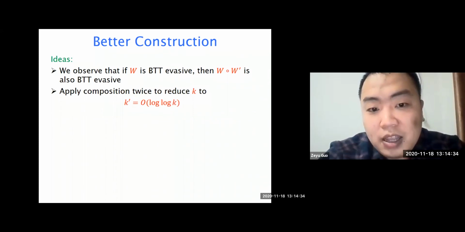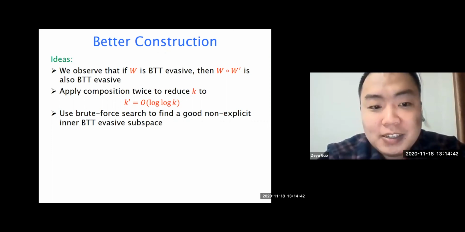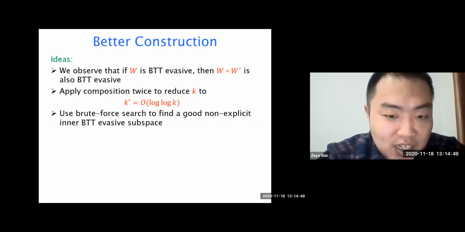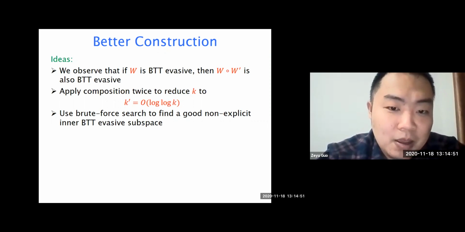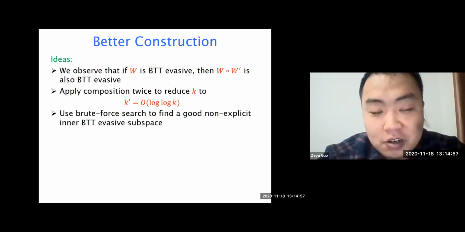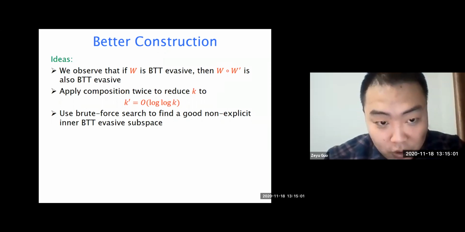And then for the inner subspace, instead of keep composing it, we use brute force search to find a good non-explicit inner BTT evasive subspace. And normally the brute force search is expensive, takes exponential time, but here, because you reduce K to log K, we can afford the brute force search. So basically, this is a general idea of how it works.